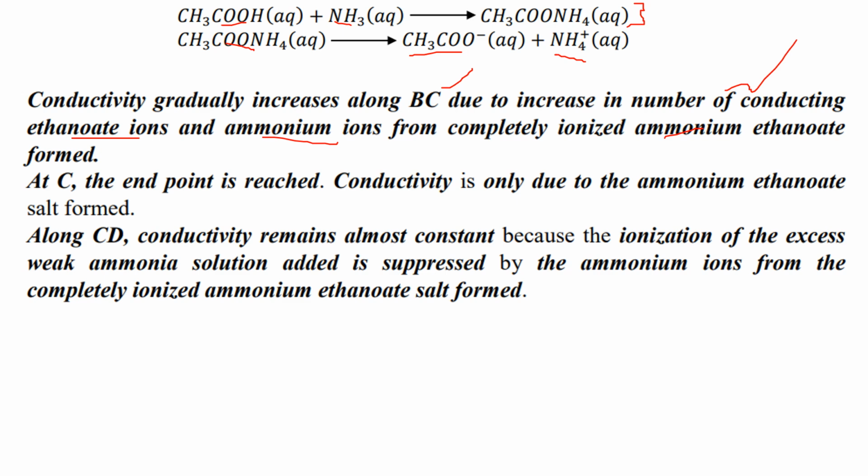Because after that salt is formed, it fully ionizes to give you ammonium ions together with ethanoate ions that are going to be in charge of conductivity at that point. Now along CD, we are seeing that conductivity is remaining almost constant. The reason is that the ionization of the weak ammonia solution you're adding is being suppressed by the ammonium ions already present from your fully ionized salt, which is ammonium ethanoate.